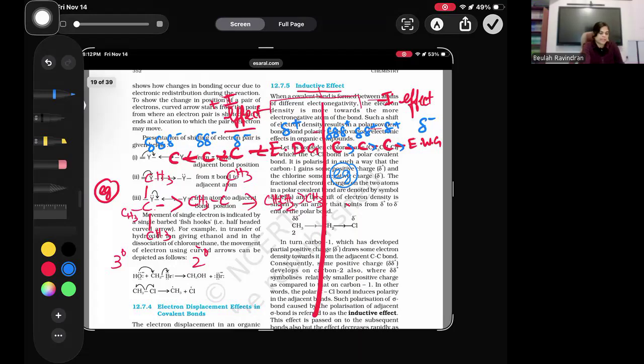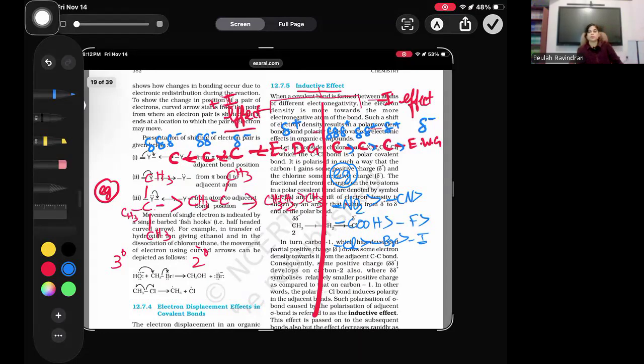So minus NO2 is greater than minus CN is greater than... So this is not minus, this is the bond. Bond of NO2, bond of CN, bond of COOH. Okay. Then Cl, you know about this. Right.